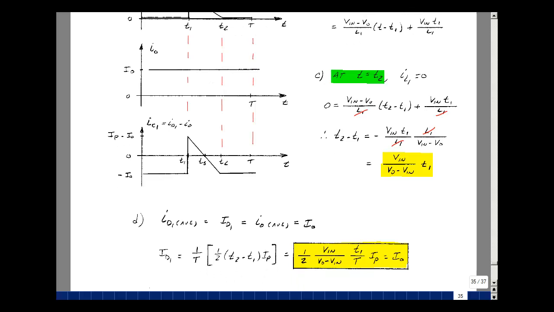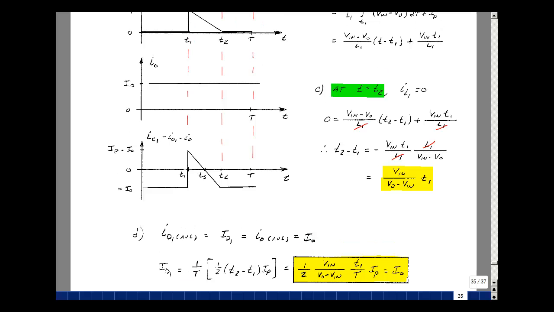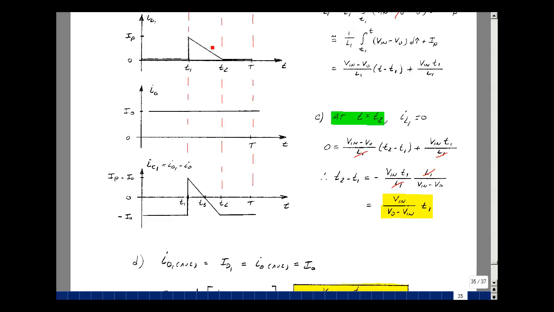Because the capacitor has an average current of 0, the average diode current is going to be equal to the average load current. Let's find that. What's the average diode current? Well, we've got the waveform over here. It's going to be the area underneath this curve divided by the period. That's going to be 1/2 the base times the height. So T2 minus T1. The height is equal to I sub P.